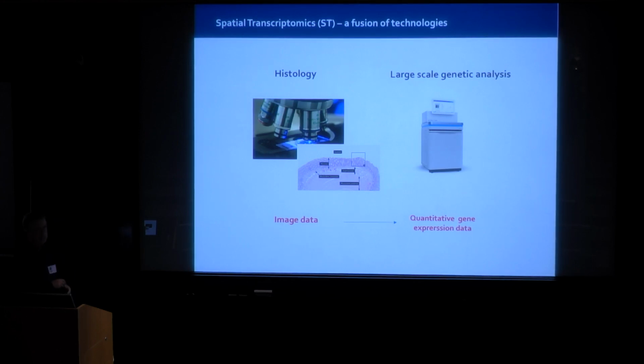We love histology. We love the images of tissues because they are beautiful. And what you really do is just take a tissue, make a section, you stain it, and you get these H&E stains, and you could look for the morphology of that. So that's the image data. But then we combine it with this quantitative gene expression data provided by sequencing.